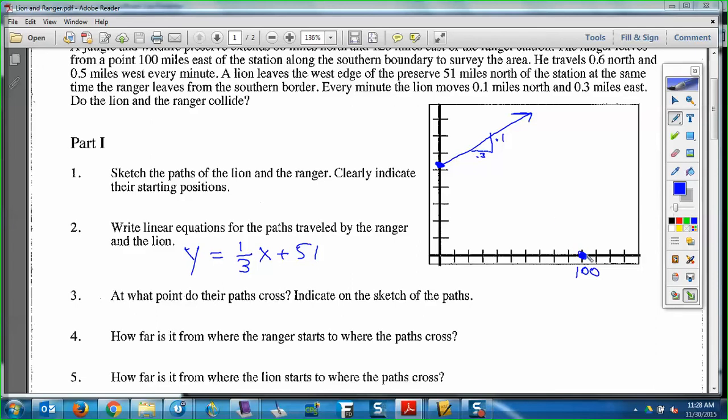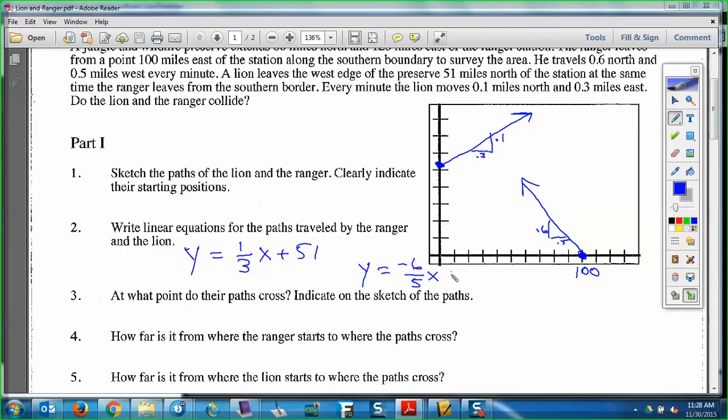Okay, the Ranger, he walks 0.5 west and 0.6 north. So he's going back this direction. So he's heading in this direction like so. And he's going 0.5 back this way and 0.6 this way every minute. So that would be what, 6/5 would be the slope? And it's negative, isn't it? Because that line, we always talk about left to right with our slope. So that's a negative 6/5 x.